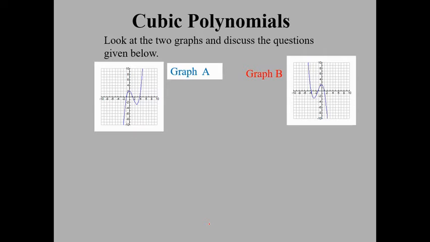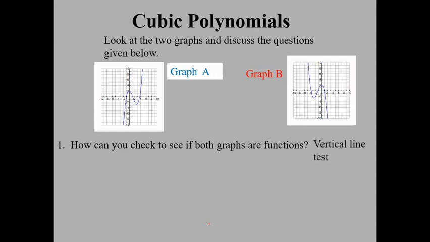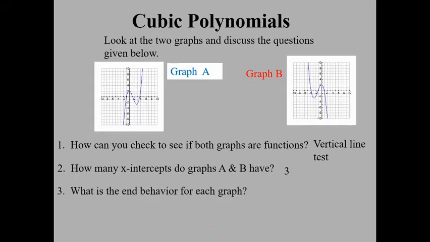All right, let's look at the two graphs. These are cubic polynomials. We're going to look at the two graphs and discuss the questions below. How can you check to see if both the graphs are functions? That's right, the vertical line test. How many x-intercepts does graph A and B have? That's right, they have 3. What is the end behavior for each graph?